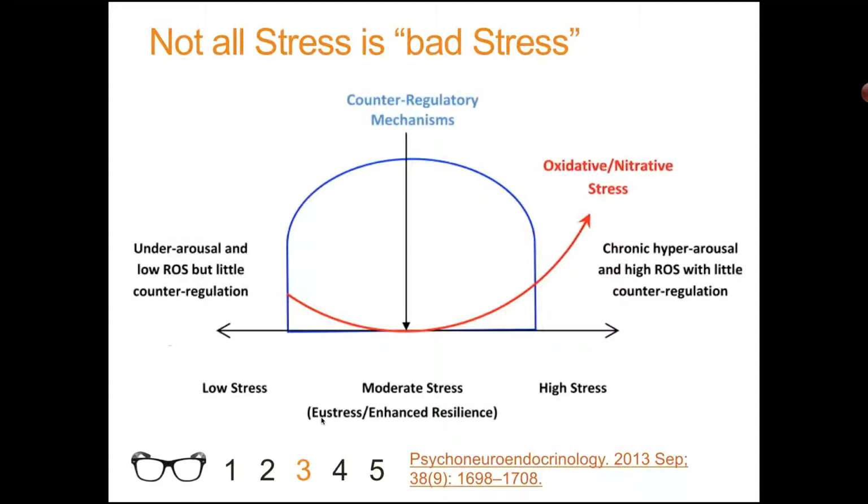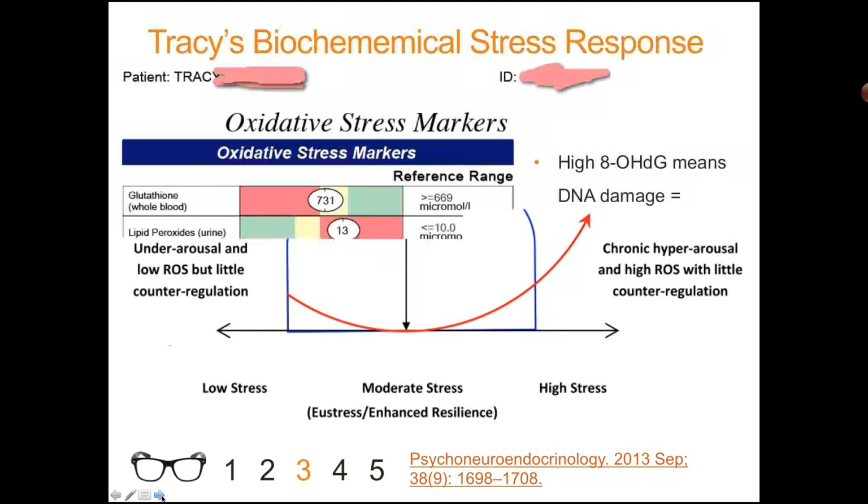You've got that kind of push that you have a deadline, or that you've got a busy day, but you know you're not completely stressed out and thinking, oh my God, I'm going to panic and break down. So that's high stress, which is the worst potential situation, because chronic hyperarousal leads to high reactive oxygen species and little counter-regulation. So basically, it leaves you open to more oxidative and nitrative stress, which is going to turn into markers that we can actually measure.